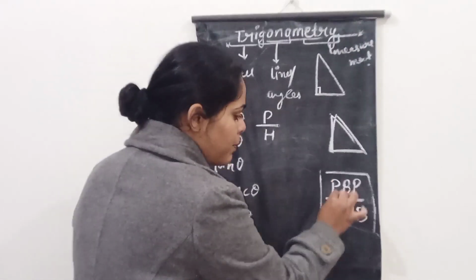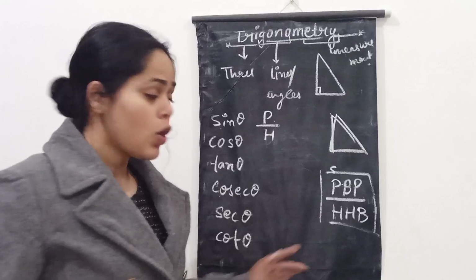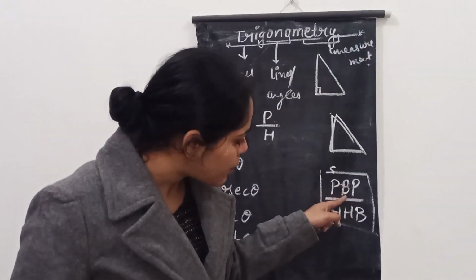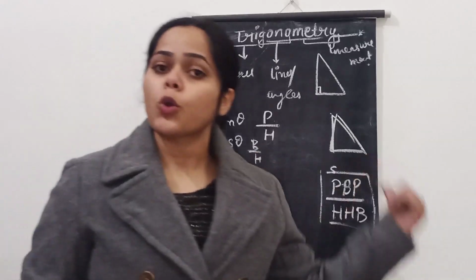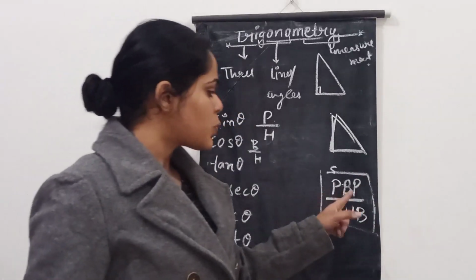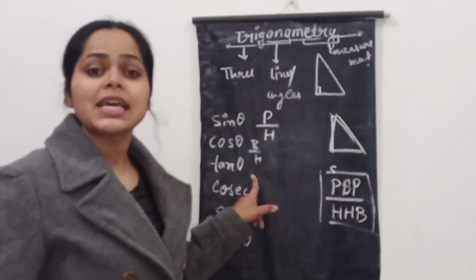So what is P upon H? P upon H is sine. What is the next term? That is B upon H. B upon H is cos, cos theta. The next one is P upon B. So what is P upon B? P upon B is tan, that is tan theta.